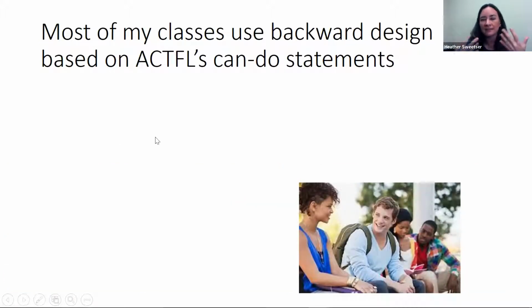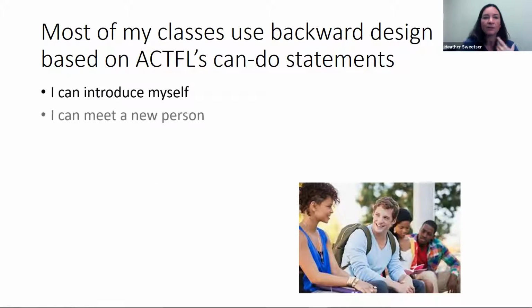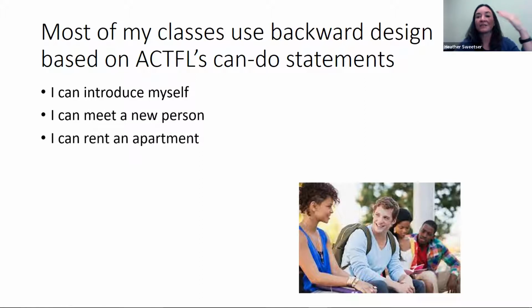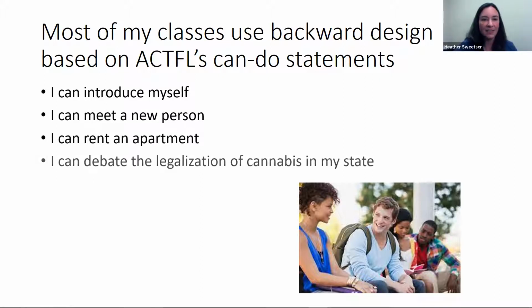So most of my classes use backward design based on ACTFL's can-do statements. So I choose a can-do statement like I can introduce myself, or I can meet a new person, or I can rent an apartment, getting a little bit deeper. I can debate the legalization of cannabis in my state. They just legalized it here in New Mexico, and they also just legalized it in Lebanon. So we were comparing economic systems and everything else, all the cultural load that goes along with this. I wouldn't do this in K through 12, for the record, but it's up to you and your school.